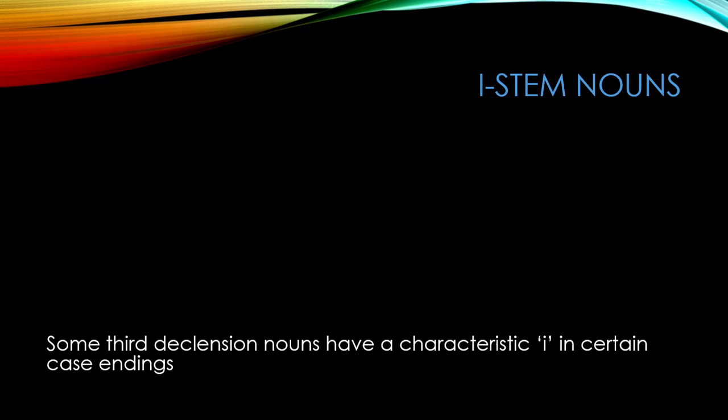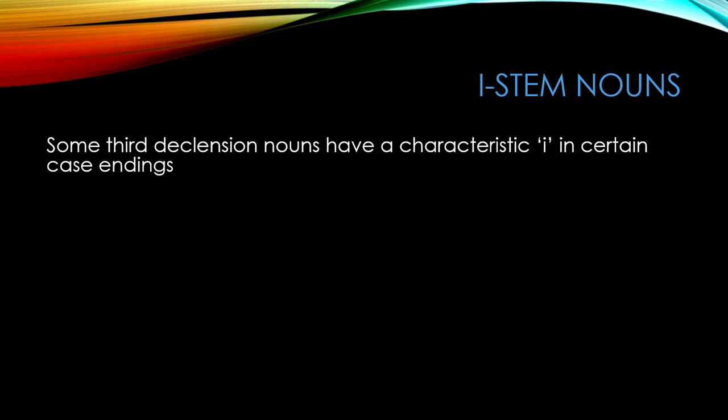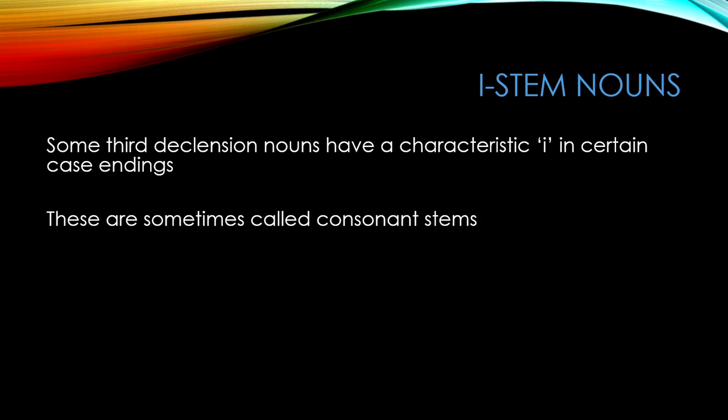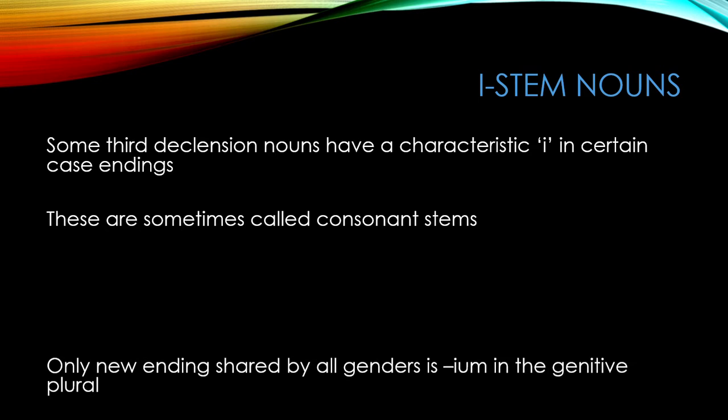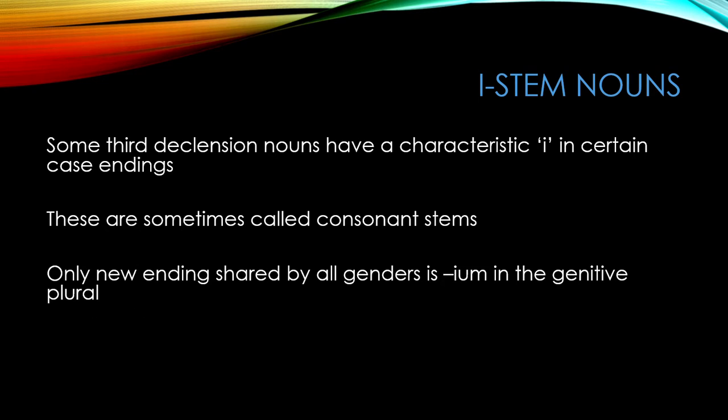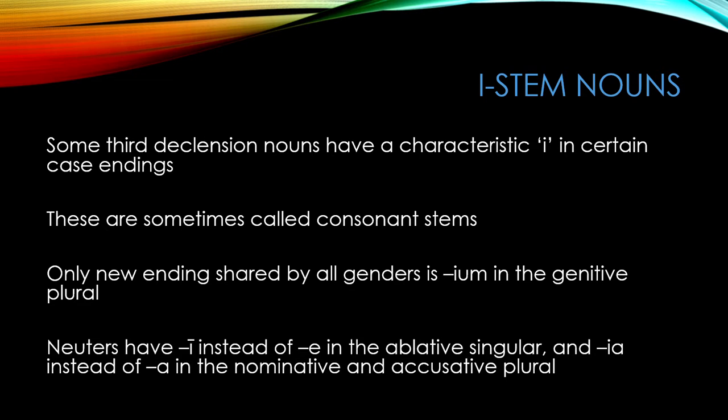I-stem nouns are just regular third declension nouns that have a characteristic I in some of the case endings. These are also sometimes called consonant stems. The only ending shared by all I-stems, masculine, feminine, and neuter, is -ium in the genitive plural instead of -um. The neuter has a few additional new endings: long I instead of E in the ablative singular, and -ia instead of -a in the nominative and accusative plural.